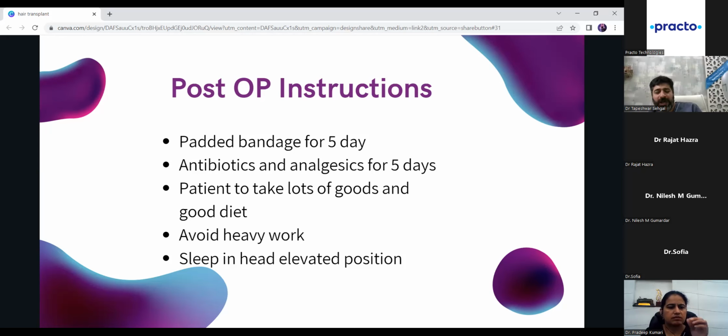After 5 days, I call the patient. First head wash is done by my team. They remove the bandage and explain to the patient how the head wash is to be done. After 5 days, we tell the patient that from the 7th day onwards, he will do a daily mild head wash with a normal shampoo, or maybe a medicated shampoo.